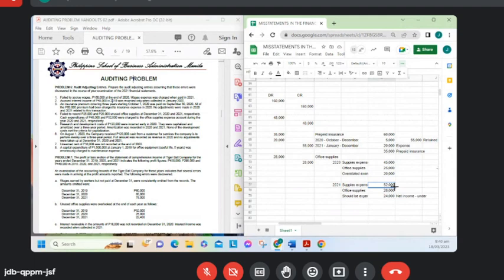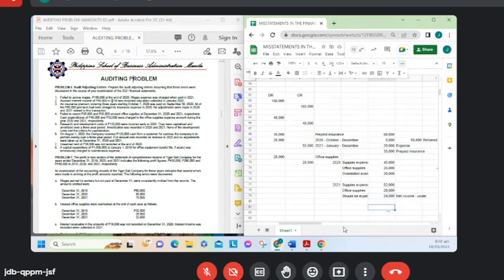Come 2021, it says in the problem that the office supplies balance is 28,000 already. So it means that the 25,000 office supplies is probably part of this 28,000 or should be part of the expense out. So what happened is the entity recorded 52,000 supplies expense in 2021, so it means the supplies expense is overstated by 52,000.